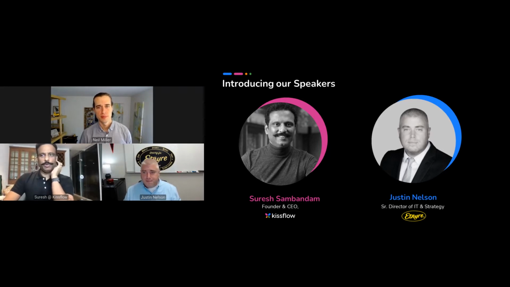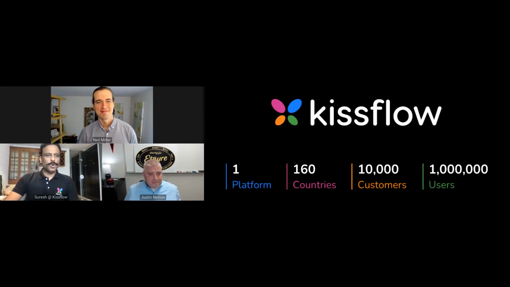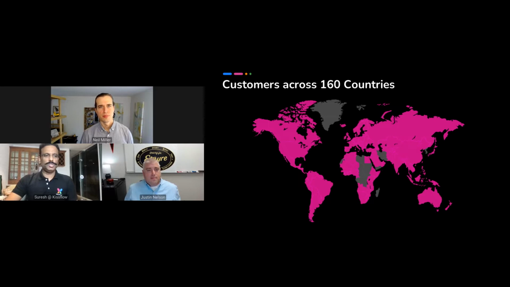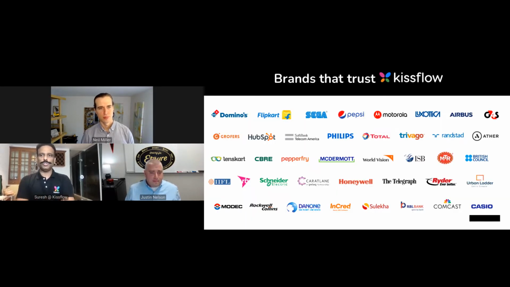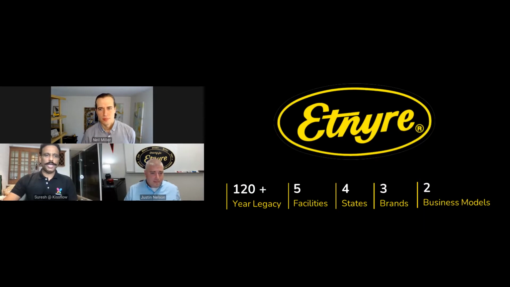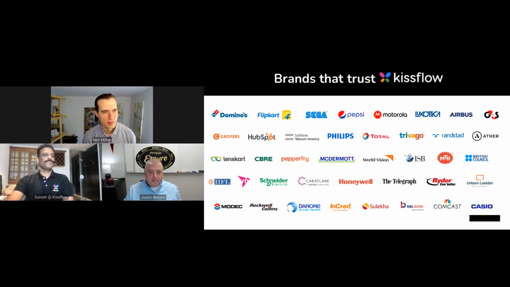All right. Hi, everyone. Thanks, Neil, and thanks, Justin. Kissflow is our brand. We have multiple products. We have customers in 160 countries, more than 10,000 customers and more than 1 million users. These are all the places where we have customers. These are some of the big brands that use our software across the world. We really have some very proud brands. Today, we have Etnyre, who's going to be our customer. Justin is going to speak representing Etnyre, and he's a customer of Kissflow as well. I'll probably leave it here. From there, probably answer questions when Neil is ready to ask me.